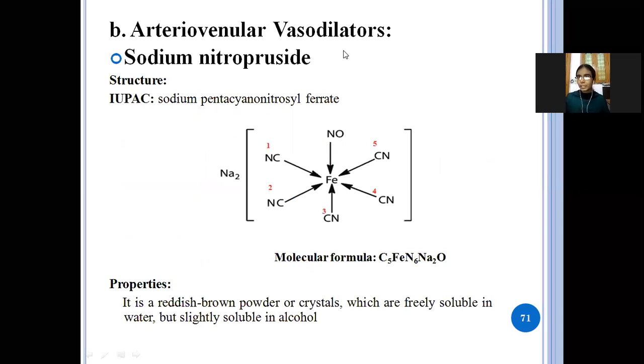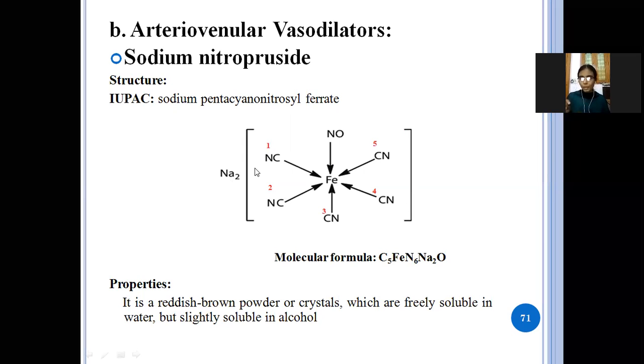Next, arteriovenous vasodilators. The drug here is sodium nitroprusside. So this is the structure of sodium nitroprusside. The IUPAC name is sodium pentacyanonitrosyl ferrate. See here, the ferrate is present in the middle with surrounding 1, 2, 3, 4, 5. Five cyano groups are there, and one nitrosyl group is there, and here sodium. So pentacyano, and this is the nitrosyl, and this is the sodium.